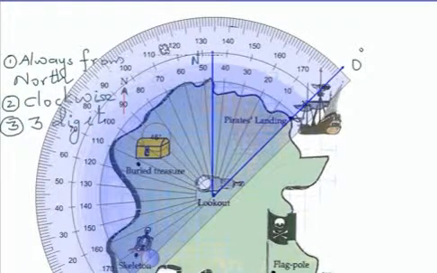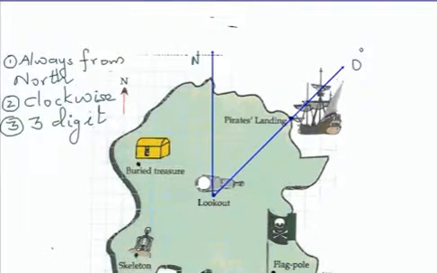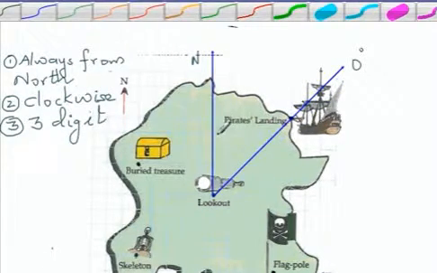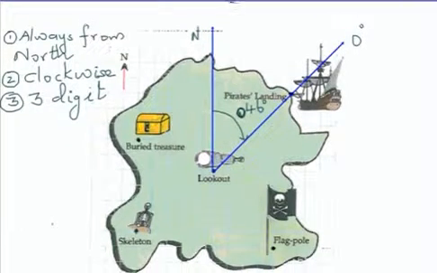So let me delete it now. The bearing of pirate's landing from lookout is 46 degrees. So you don't write 46, you write 046 degrees. Okay, so this is how you measure the bearing of one place from a given place. Let's do one more.